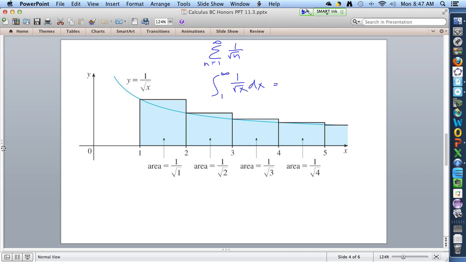It diverges. All right, I'm getting there. Is it 2 root x? Yeah. Is that what you get? Yeah. 2 root x? So as b gets huge, the square root of b is still huge, gets huge, right? And so this whole thing diverges.